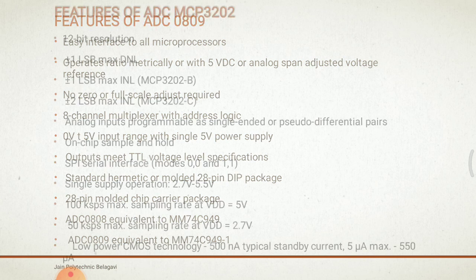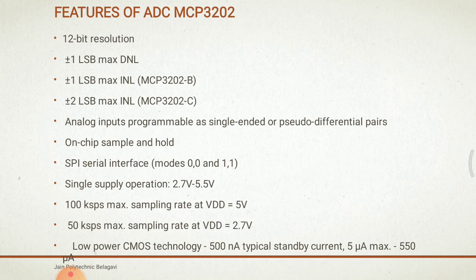Similarly for the MCP3202 ADC IC, there will be 12 bit resolution, plus or minus 1 LSB max DNL and plus or minus 1 LSB max INL. Okay, the analog input is programmable as single-ended or pseudo differential pairs, and also an SPI serial interface, with single supply operation from 2.7 volt to 5.5 volt. Okay, these different features of the ICs you can observe here.